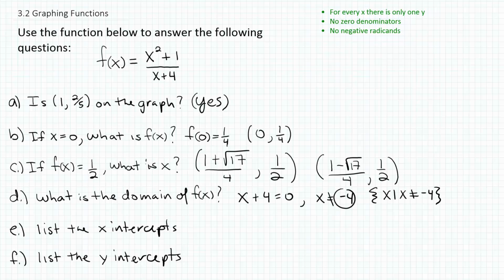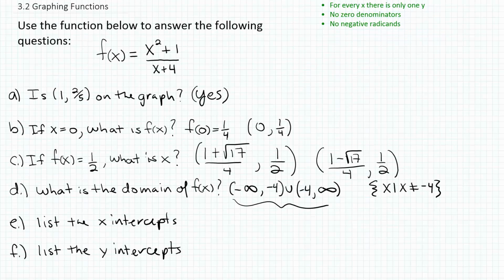You could also write it using interval notation. That basically means that the answer is from negative infinity up to negative 4, but not including it, and then pick up again at negative 4, but don't include it, and go all the way up to positive infinity. So all of these x values will work.